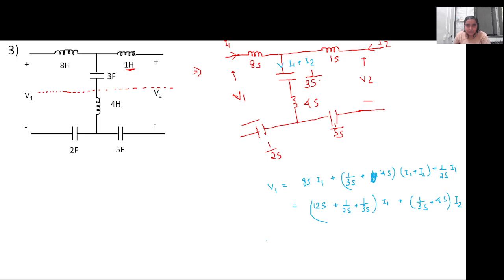Similarly, we can calculate V2, right? What will be V2? V2 will be 1s I2 plus 1 upon 3s plus 4s bracket I1 plus I2. Right. Anything else?